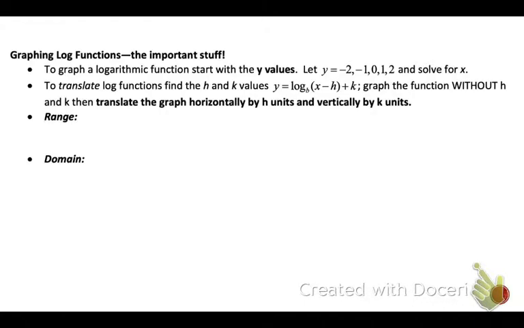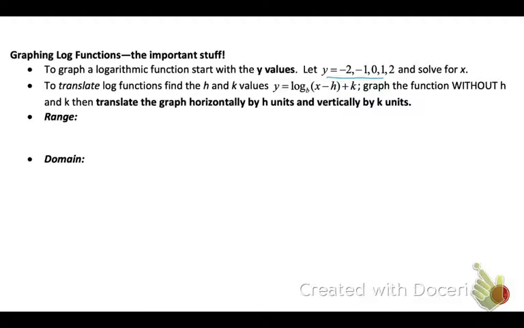Graphing log functions. Here's the important stuff. To graph a log function, you're going to start with the y values, because we're going to think of it in exponential form, and your y value will be your exponent. We'll let y equal -2 to +2, and then solve for x. If we get into log function translations, we'll look at what the h and k values are. Then we will graph the function without h and k, meaning find values in the table without them. Then we'll translate the graph h units and vertically k units through our table.